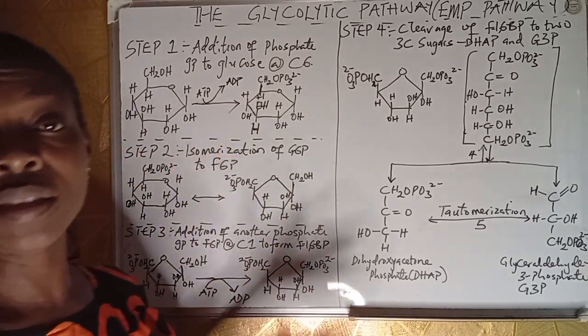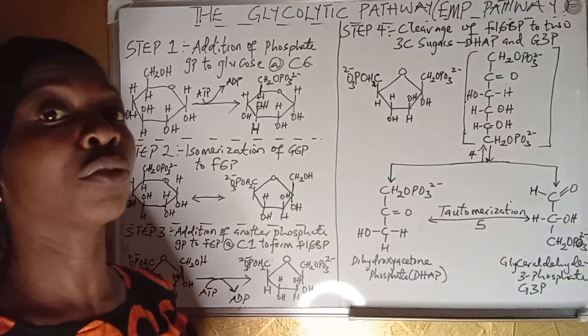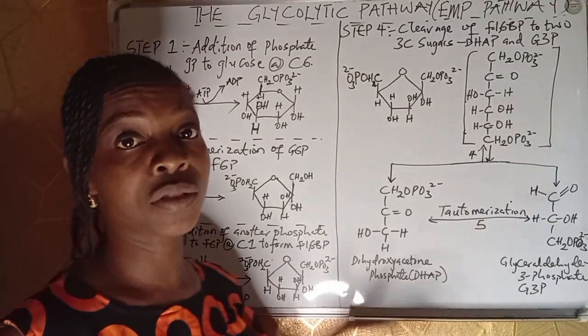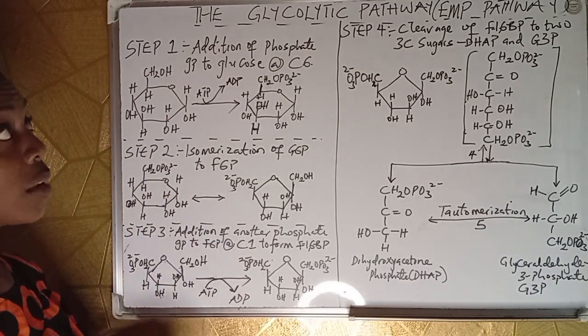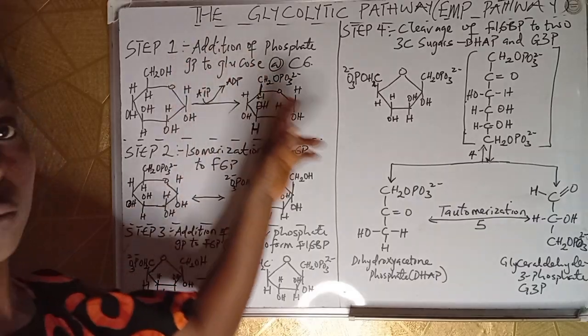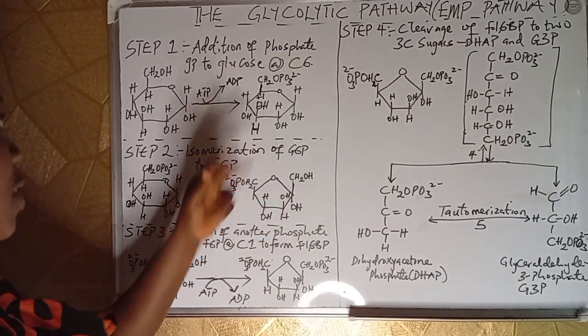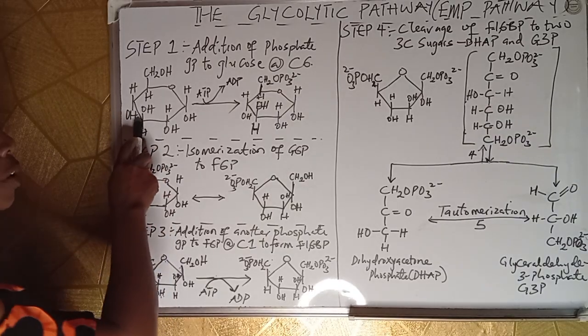And today we shall be breaking the steps down for better comprehension of what happens to produce energy from the carbon-carbon bonds in carbohydrates. The first step in the glycolytic pathway will be the addition of a phosphate group to glucose at carbon 6. So this is your glucose molecule, one glucose molecule.